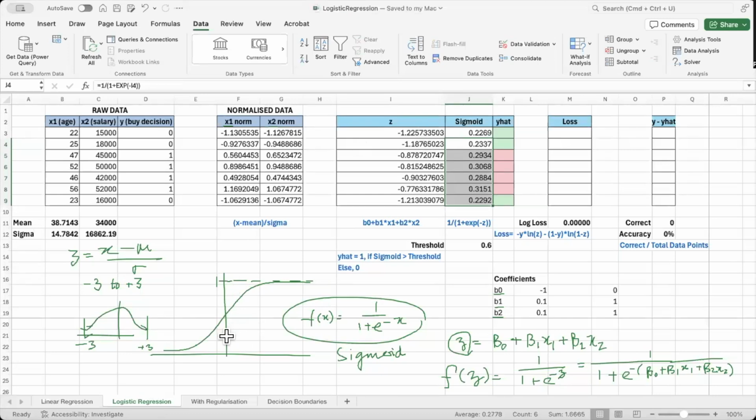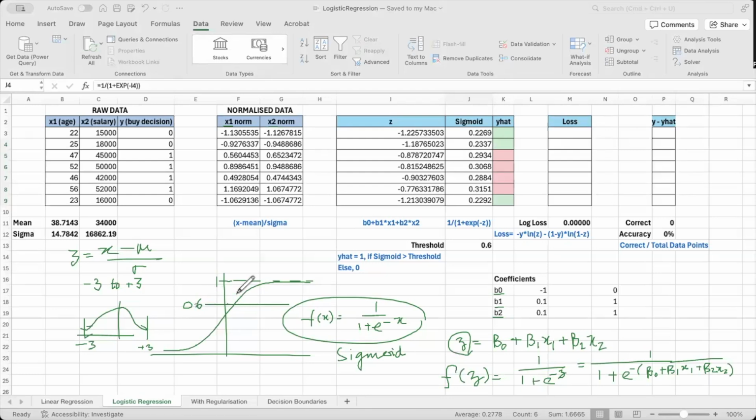Now I told you the sigmoid can take a value between 0 and 1. However, we want a decision in this logistic regression case regarding whether the person will buy or not. So that means I have to have two values, a binary value, 0 and 1. So in this sigmoid function, what we can do is set a threshold. Let's say the threshold I have set initially is 0.6. If the value of the sigmoid is greater than 0.6, that is this area, I will say the predicted value is 1. If it is less than 0.6, I will say the predicted value is 0. So that is what I set as a threshold.